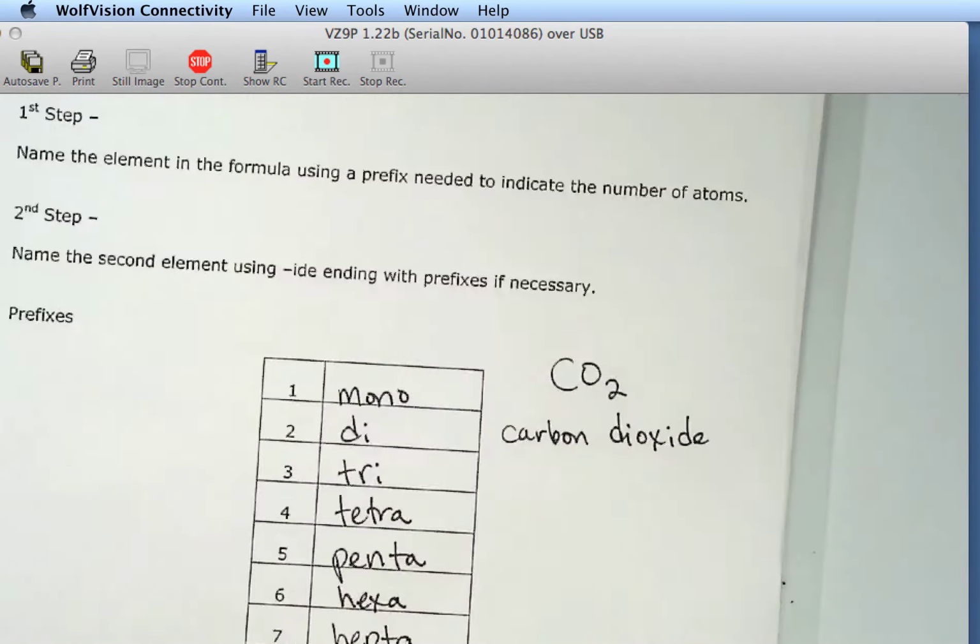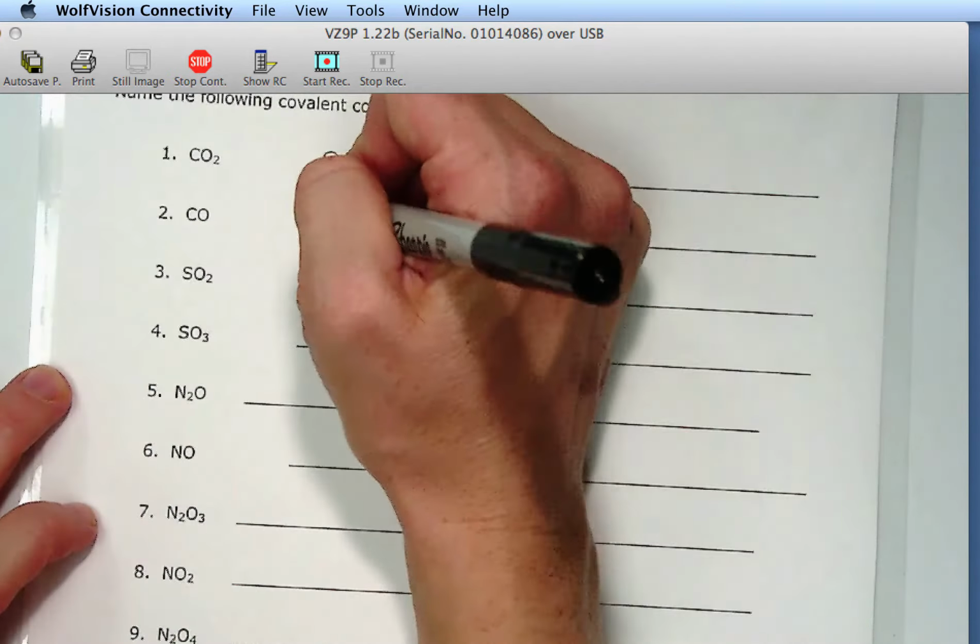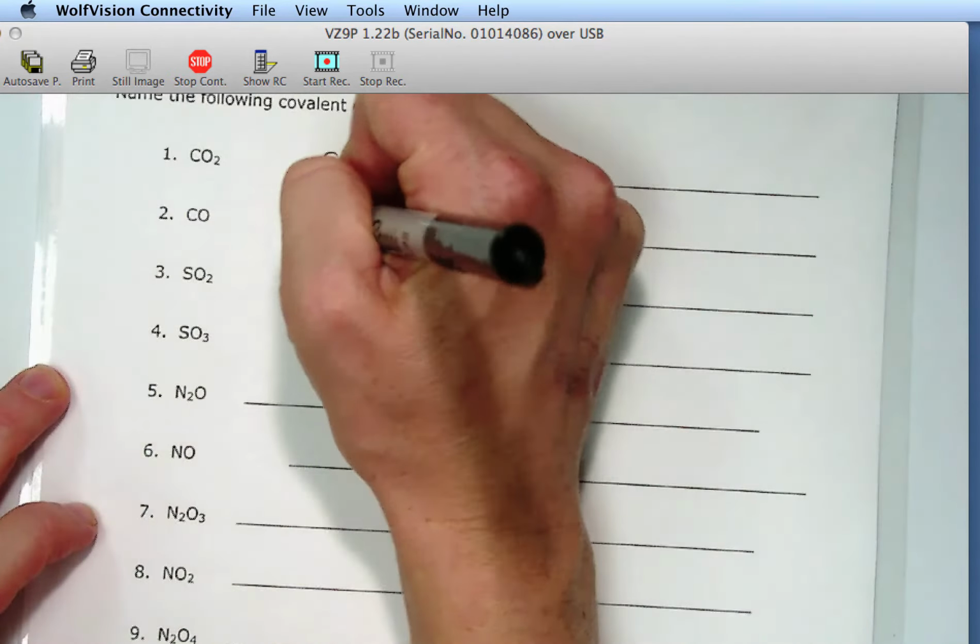On the next page, I have practice problems. So the first one is carbon dioxide. The second one is carbon monoxide. That's the one you want to stay away from breathing. So, it competes with oxygen. You hear all these stories in the news of carbon monoxide poisoning. 3, sulfur dioxide.